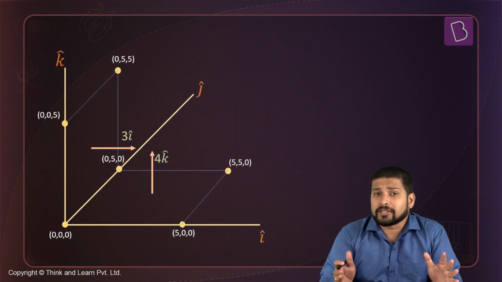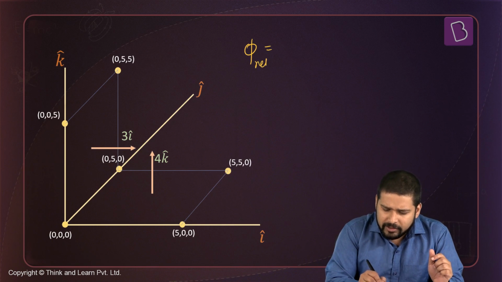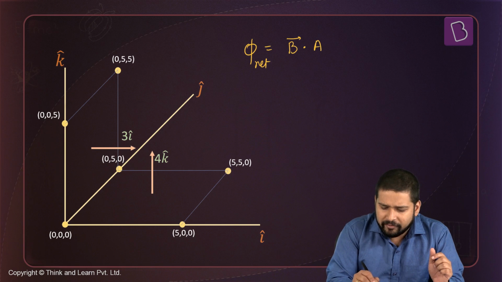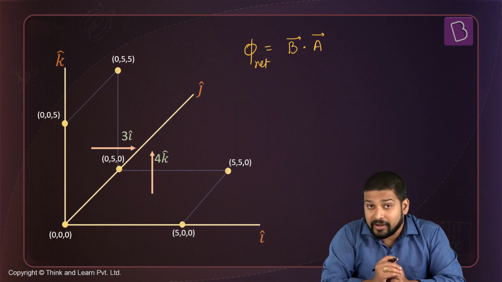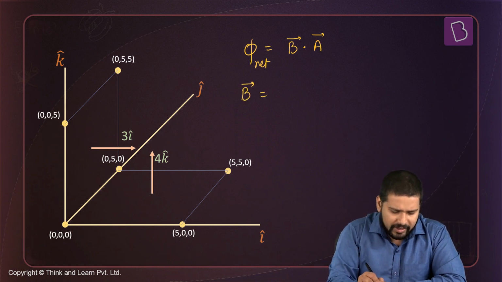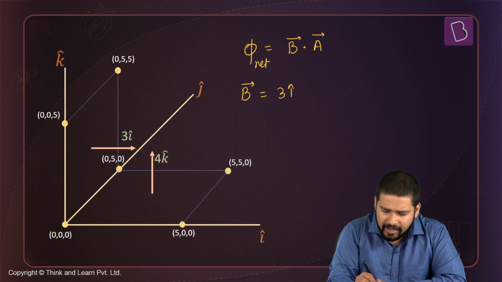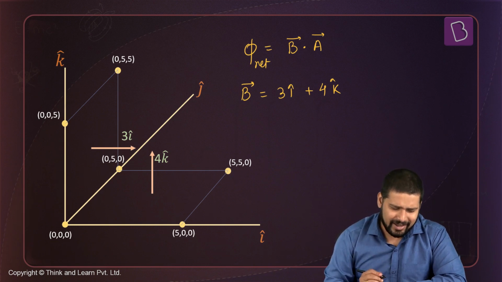Now we have to find the flux. So flux, let's say net, is equal to B vector dot A vector, right? So it's a dot product between the magnetic field and the area vector, right? So let's write first of all the magnetic field vector. The magnetic field vector in this case is 3i cap plus 4k cap. This is what you have as the magnetic field vector. Now let's write the area vector.